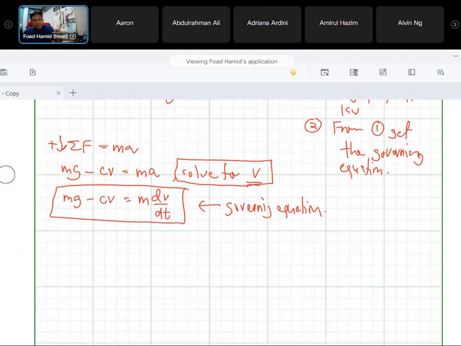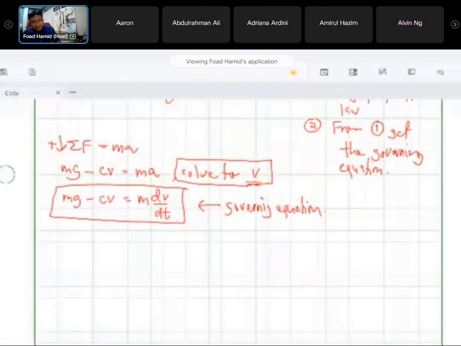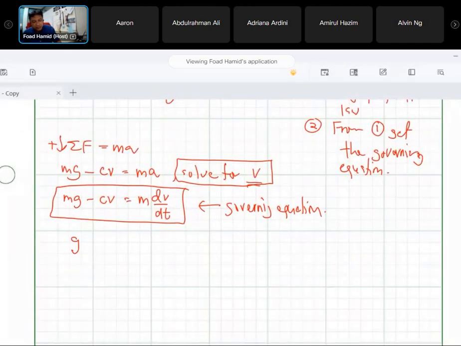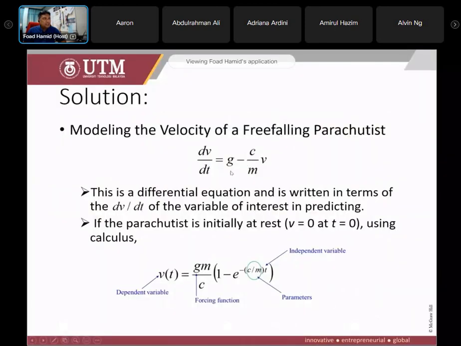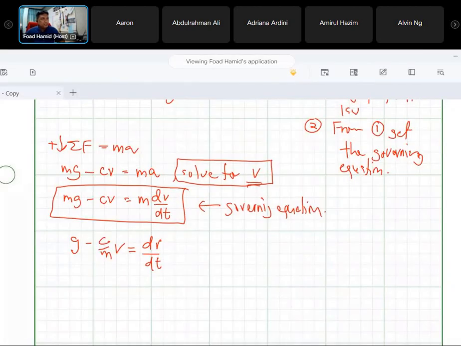So, okay. Before that, let's simplify this. Let's say I'm dividing everything by m. So this is g minus c over m v equal to dv dt. Note that this is the same equation as this one here, except my arrangement is not the same as the one in the slide.